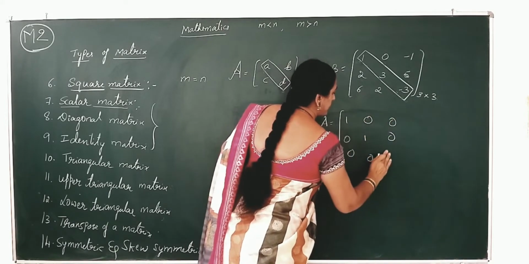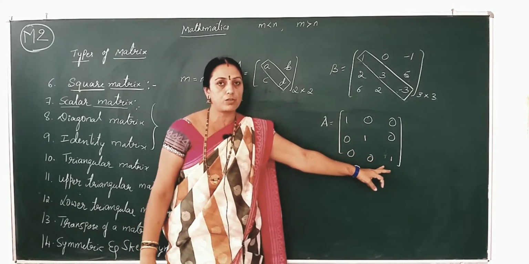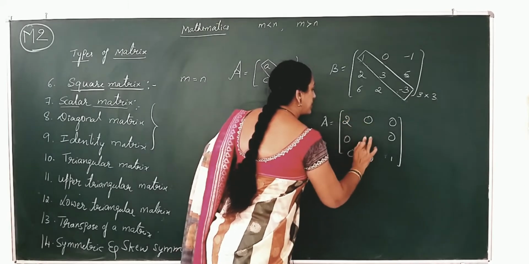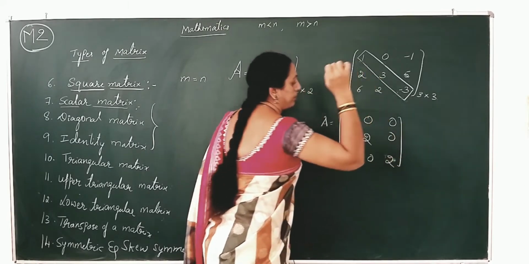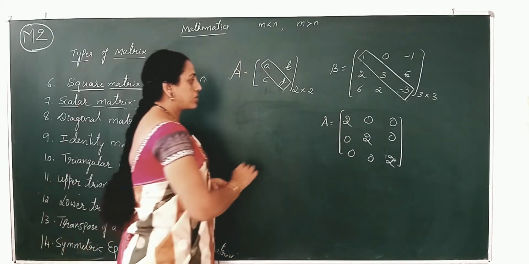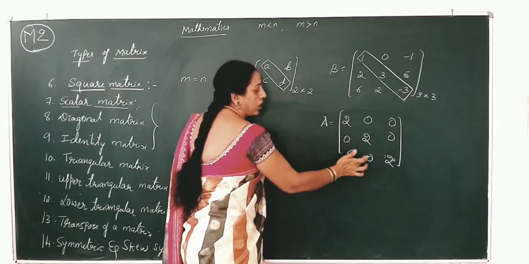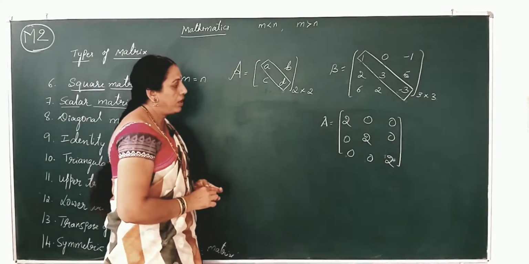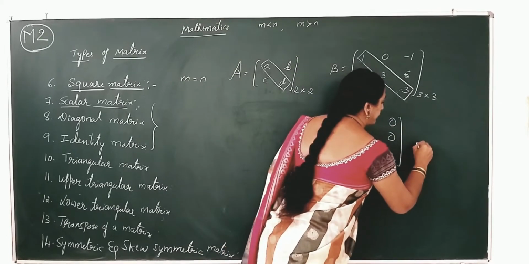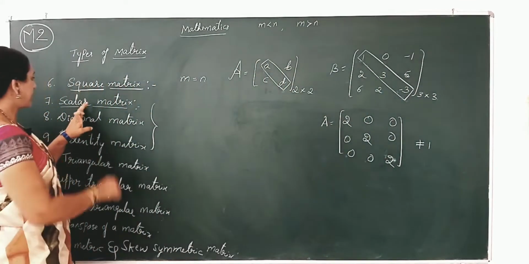And if these elements are not 1, here I am considering 1, so we can call it not 1. Not 1 means these elements are other than 1. So in place of 1 I have some different elements. So it's one of the examples for the scalar matrix. So a scalar matrix is one of the square matrices. If all the non-diagonal elements are 0 and the diagonal elements are equal to each other and not equal to 1, it's an example of the scalar matrix.